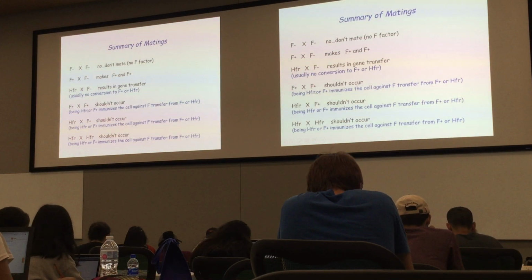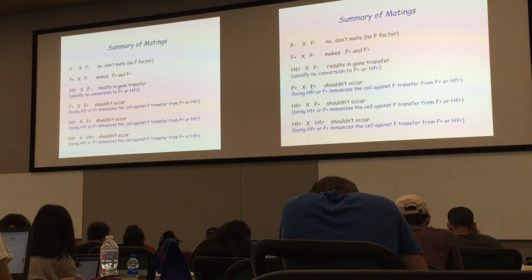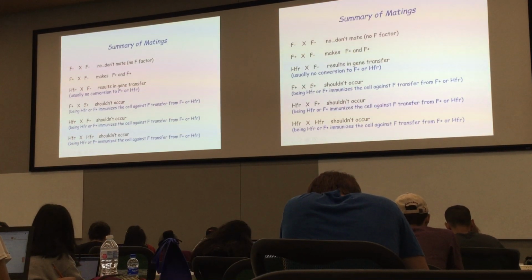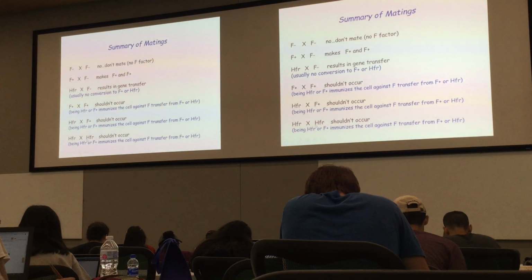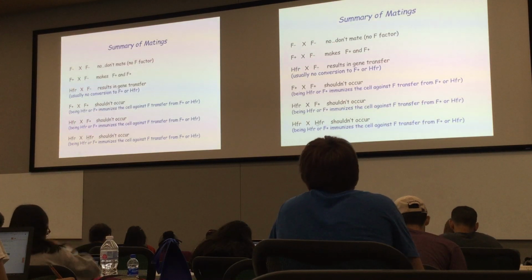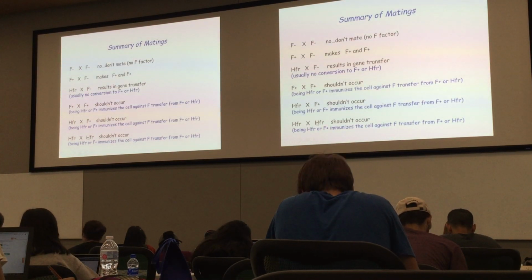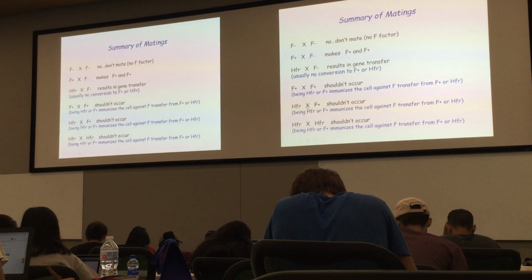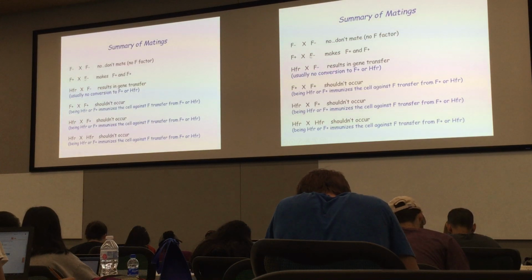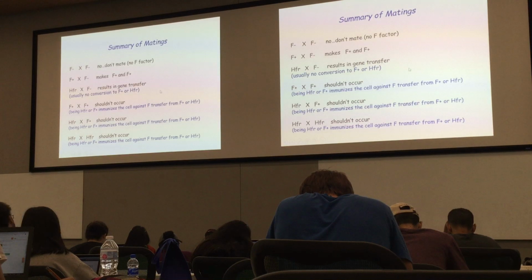F plus times F plus doesn't occur. Being F plus kind of immunizes yourself against this genetic transfer. Same way HFR times F plus doesn't occur, and I added one, HFR times HFR shouldn't occur. So being F plus or HFR already kind of immunizes yourself against transfer from some other donor, but if you're F minus, you can receive genes, either F factor genes or bacterial genes, by these matings of F plus times F minus or HFR times F minus.